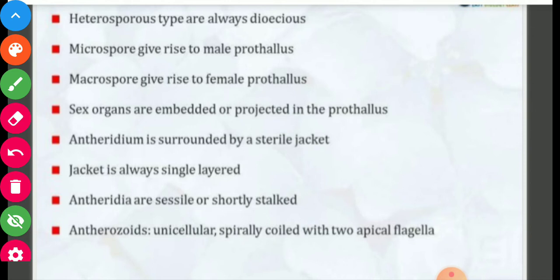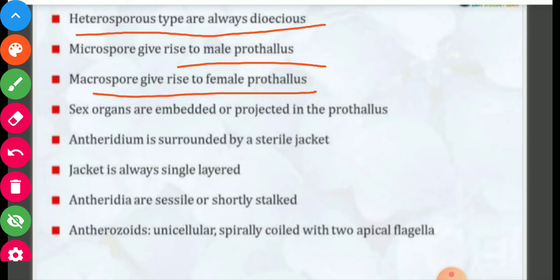Heterosporous types are always dioecious. If they are heterosporous, they are dioecious, meaning male and female reproductive organs are found on different prothalli. Microspores give the male prothallus, and megaspores give the female prothallus. Sex organs are embedded or projected out in the prothallus.